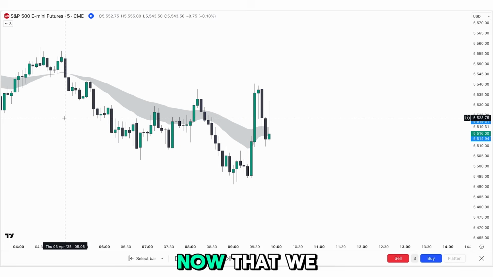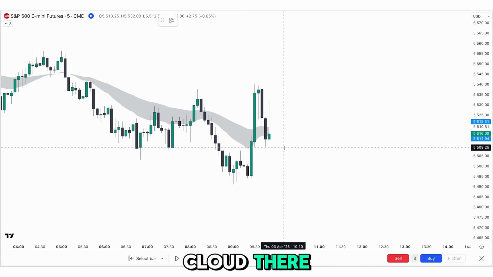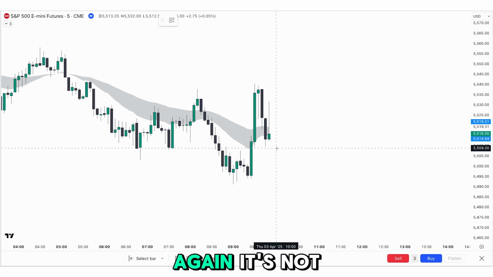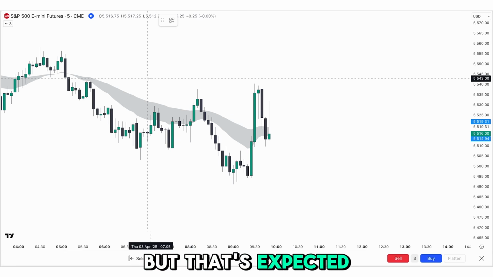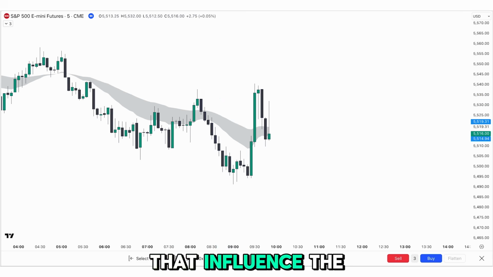Alright, so now that we have our higher time frame bias locked in, the next step is to drop down to the lower time frame and assess the cloud there. And just like the others, we're seeing bearish structure again. It's not quite as clean as the higher time frames, but that's expected. There's more noise down here, more small movements that influence the cloud.